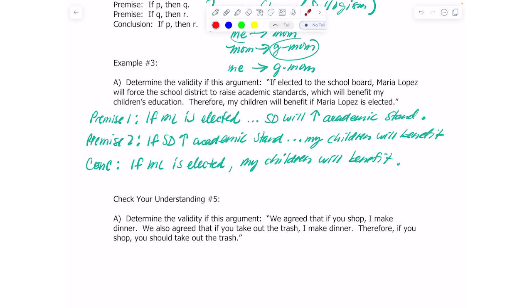Okay, so here, if you break it down like that, you can say, here's P. So if P, then Q. If Q, then R. And then what? If P, then R. So that's a valid argument. And again, in logic, it's called the law of syllogism.